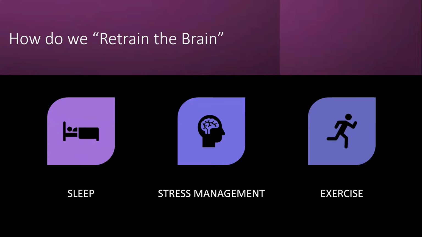So taking these three components into account, we really need to find a way to sleep. We need to find a way to shift our thoughts and feelings away from that attention-grabbing pain process. And we also need to find a way to move as frequently and comfortably, or as frequently and almost uncomfortably as we can. Those three pieces will help begin retraining the brain.